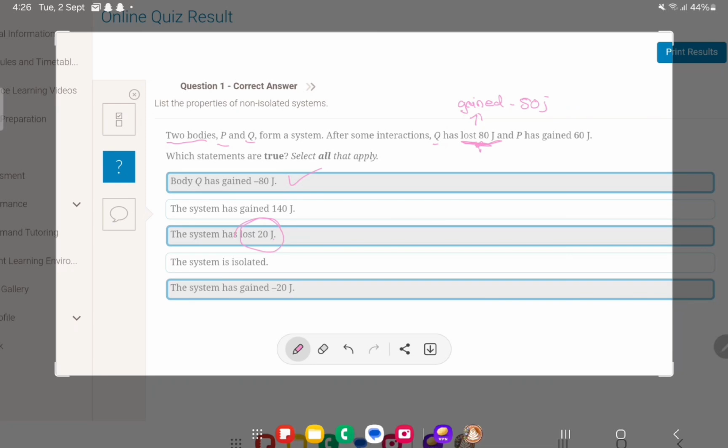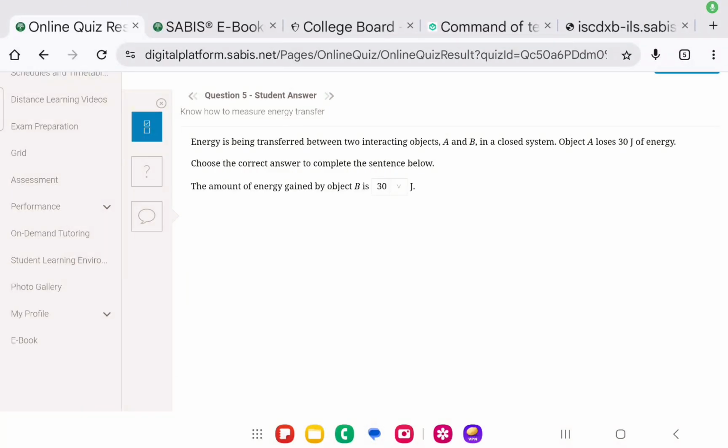It's kind of like forward. There's not really much explaining to it. The system is isolated is wrong, obviously, because they don't end up having the same amount of energy. And the system gained negative 20. So lost is 20 joules, gained is the opposite, so it would be the negative of losing. Understanding this question will help you understand the other questions in this quiz about energy transfer.